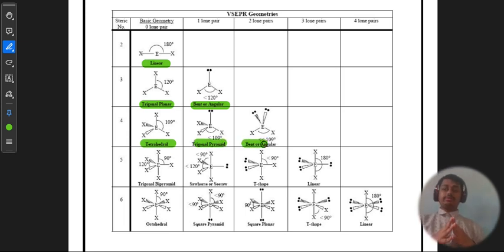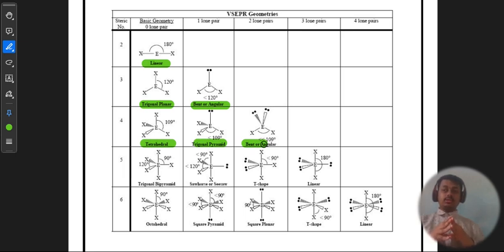If the steric number is 5 and there are 5 bond pairs and 0 lone pairs, then this is called trigonal bipyramidal. Here the angle is 90 degrees between the equatorial and the axial atoms and bonds. Here is an important point: if there is one lone pair in steric number 5, then there are 4 bond pairs and 1 lone pair. Ideally, the lone pair should be placed in the equatorial position, because that's how we can achieve minimum repulsion.